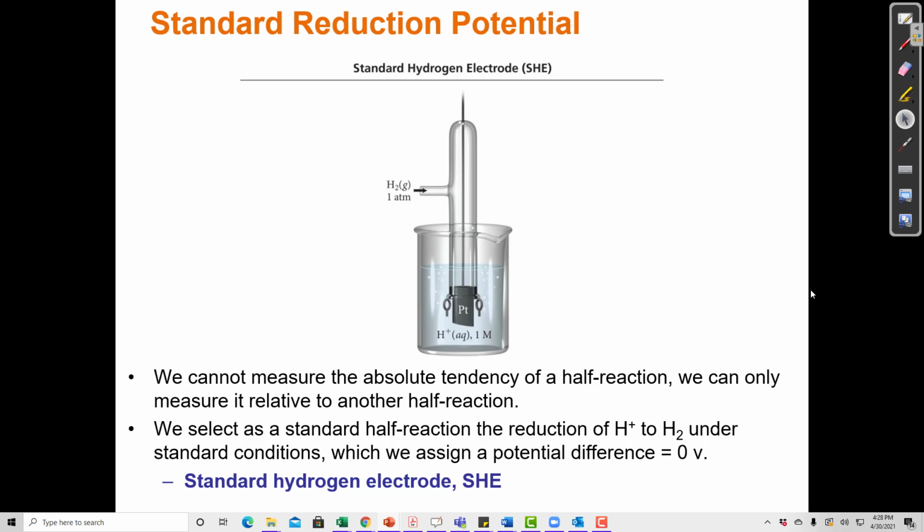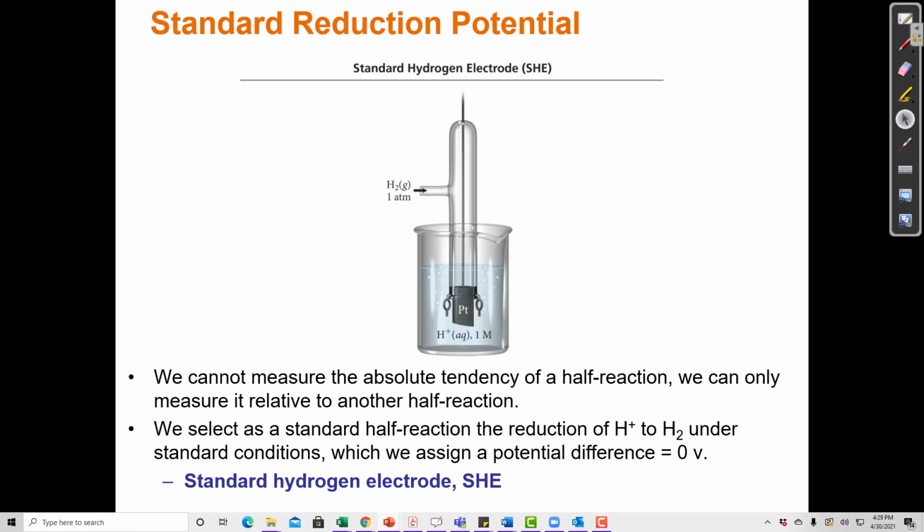So we can't measure the absolute tendency of a half reaction. There is no absolute reduction potential. We can only measure relative reduction potentials relative to some other reaction. And that's because if I try to look at one half reaction by itself, it's not a complete cell. The electrons won't move. The electrons only move when I hook up a complete cell and put the other half on.